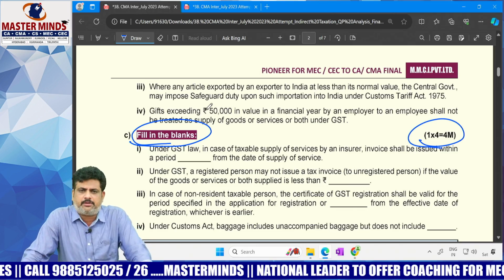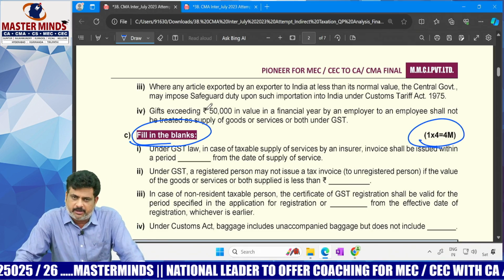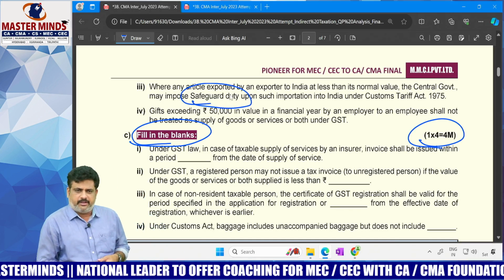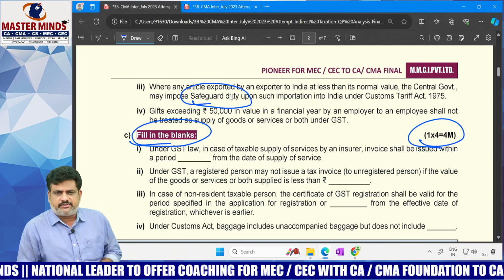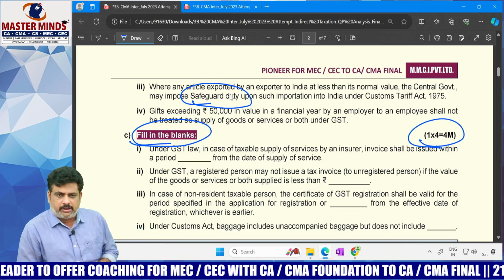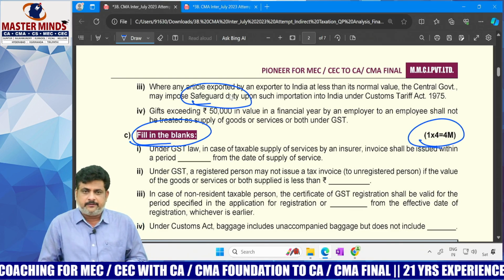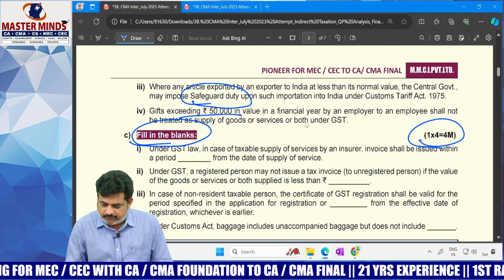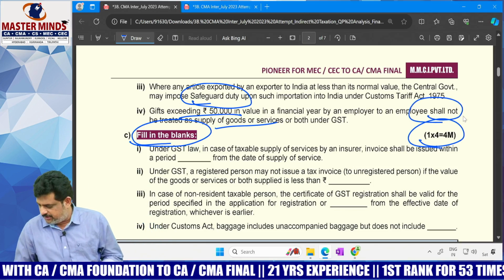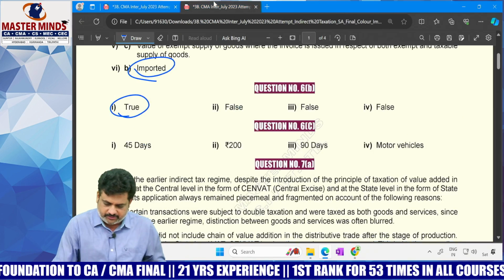Next one, where any article is exported by the exporter to India at less than its normal value, the central government may impose anti-dumping duty but not the safeguard duty. So definitely, is it true or false? False. Gifts exceeding 50,000 rupees in value in a financial year by the employer to the employee shall be treated as the supply of goods or services or both under GST. If at all it is more than 50,000, it shall be considered as a supply. Here the words given are 'shall not'. In this case, what is the position? It is true or false? False. You can check here, see.